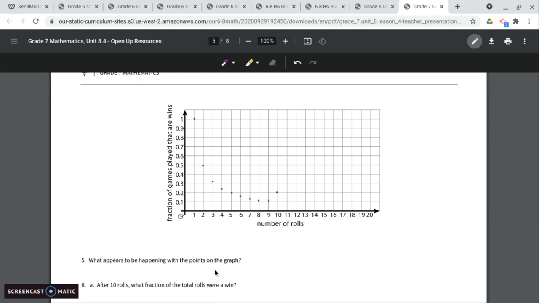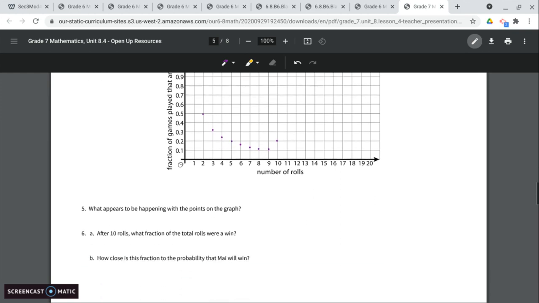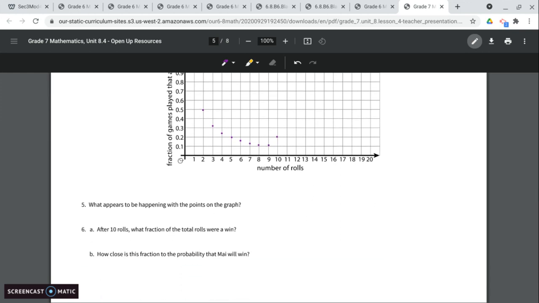So what appears to be happening with the points on the graph? The points seem to be jumping less. As the graph continues, the points get closer together. So after 10 rolls, what fraction of the rolls were a win?